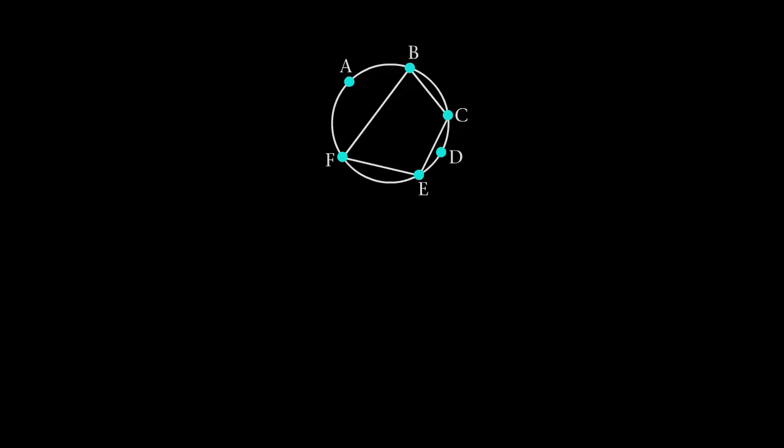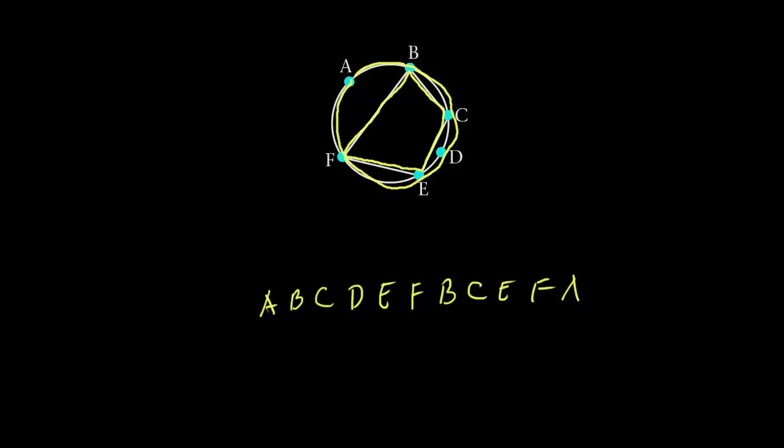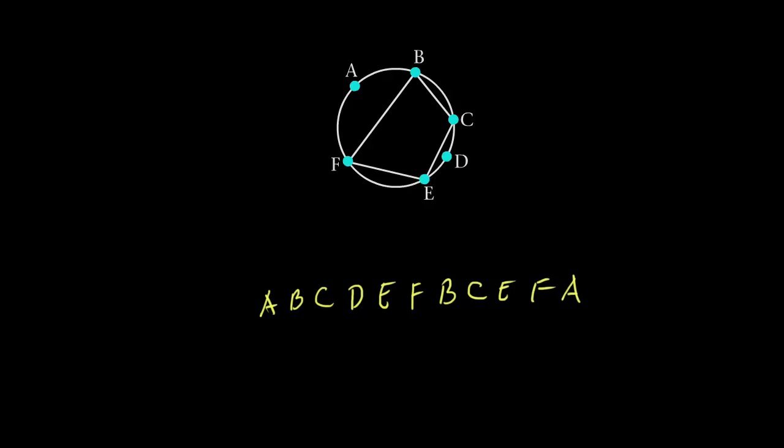Let's start from the point A. So it would be A, B, C, D, E, F, then B, C, then E, F, and back to A. Now the same graph can have more than one traversable path, traversable route. For example, this one we can start at A. So B, F, E, C, B, C, D, E, F, and back to A.